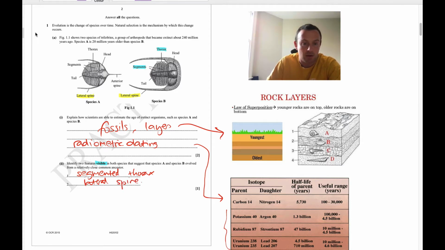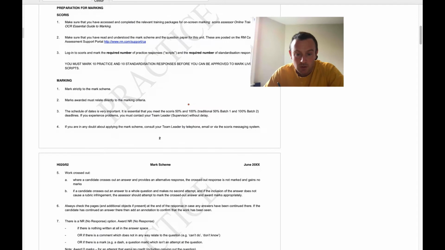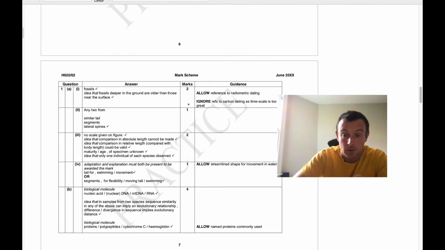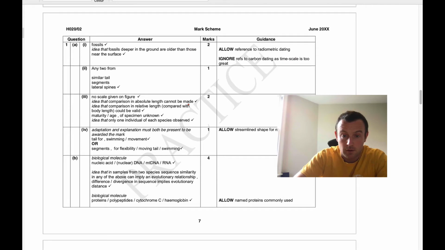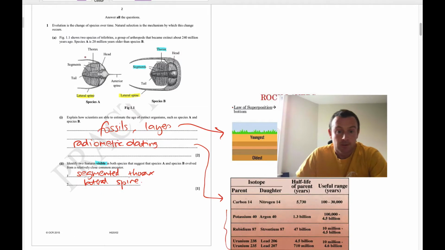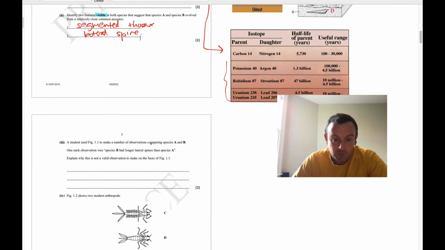Okay, let's check the mark scheme here. Scrolling through. Okay, so actually the marks here, the first one, 1 mark for using the word fossils, and then the deeper in the ground idea. And you could have got radiometric dating, but not carbon dating. Similar tail, segments, lateral spines, other different things you could have said there. But you only got 1 mark for saying both things. Okay, on to the next page.